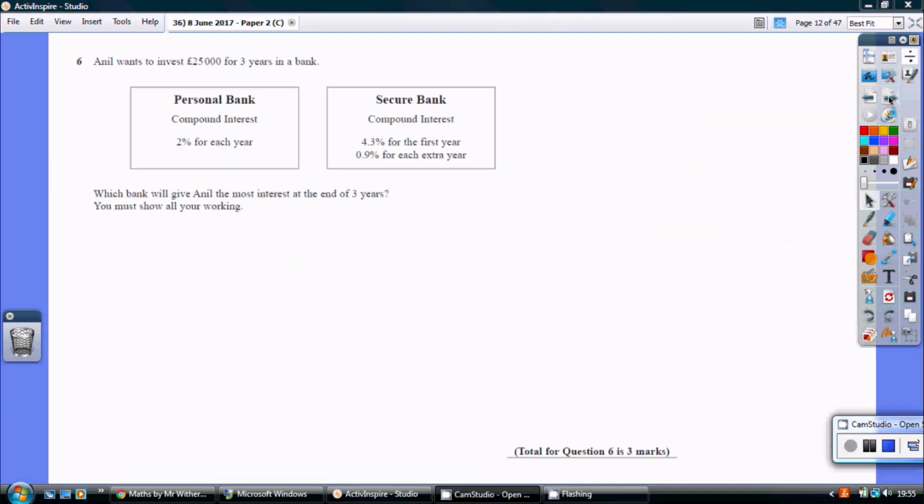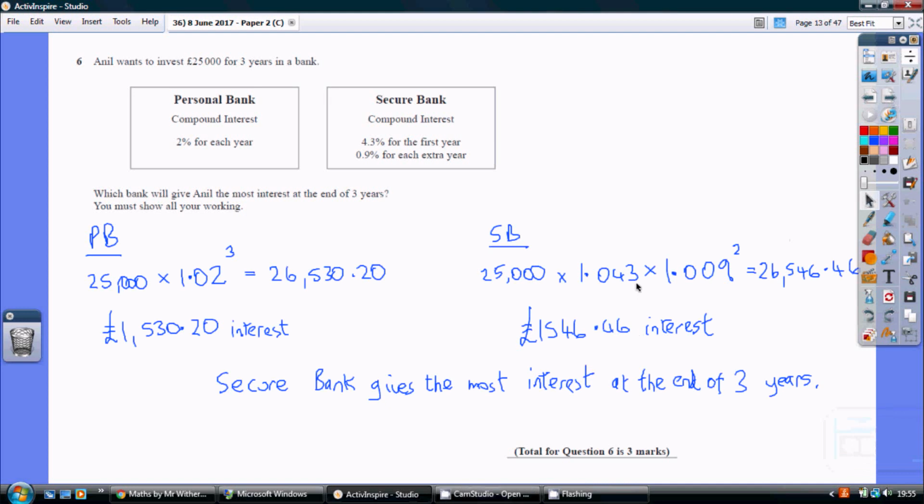Question 6. So I've done the quick way of doing these. There are longer ways of doing it. So anyway, starting off with personal bank. So we're investing an amount of 25,000. The interest rate is 2%, so that gives us a multiplier of 1.02. Had it been 4%, say, it would have been 1.04.